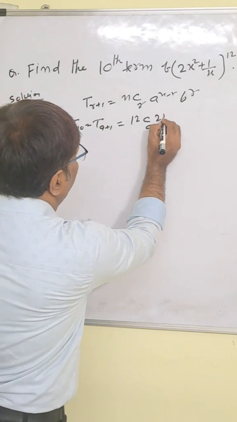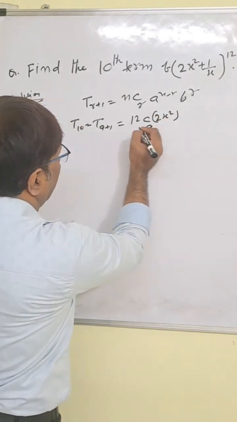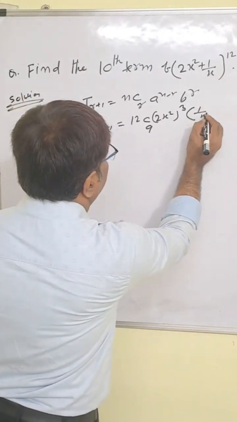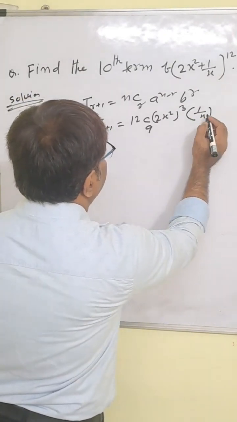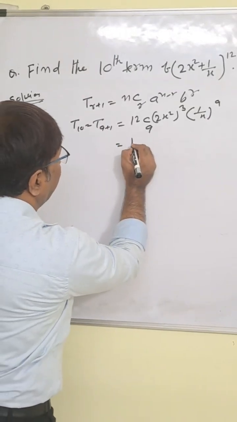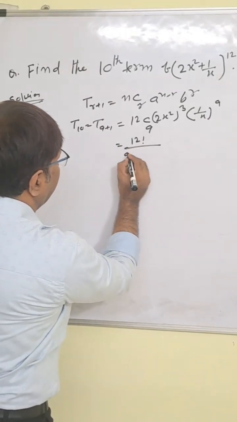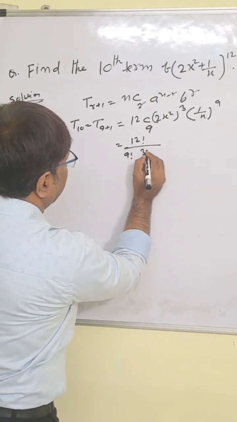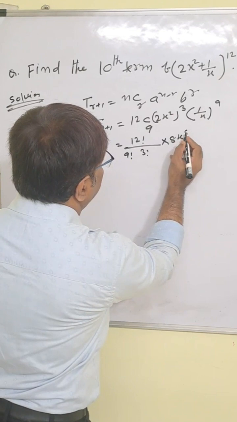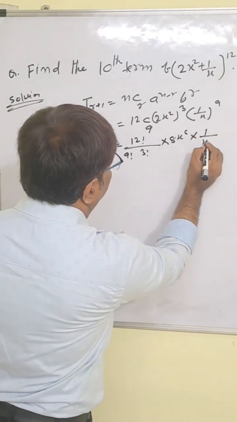A is 2x square, so 2x square power is 12 minus 9, that is 3. And b is 1 by x, so 1 by x to the power 9. So we can write this number 12c9 as 12 factorial over 9 factorial and 12 minus 9, that is 3 factorial. And it is 2 power 3, that is 8, x to the power 6 into 1 upon x to the power 9.